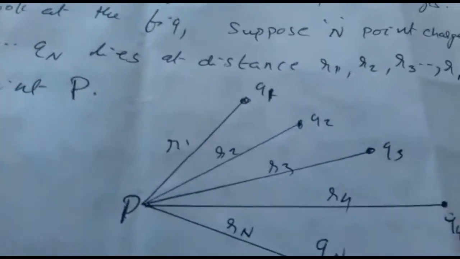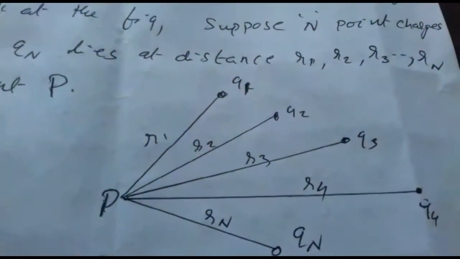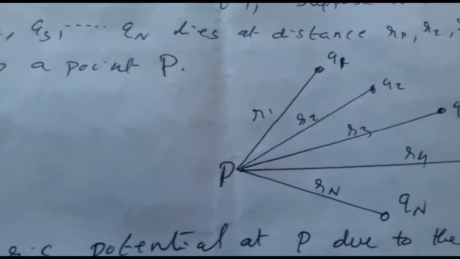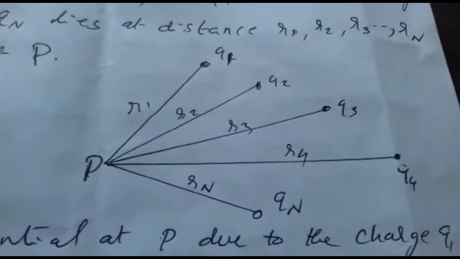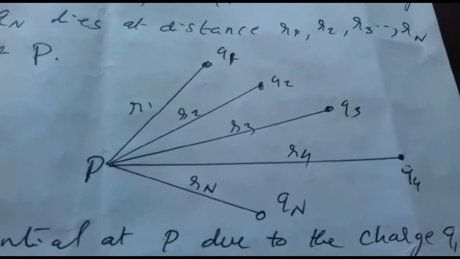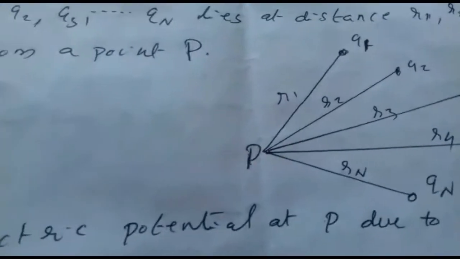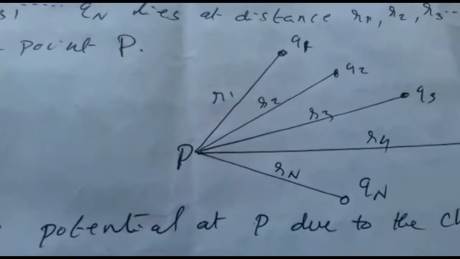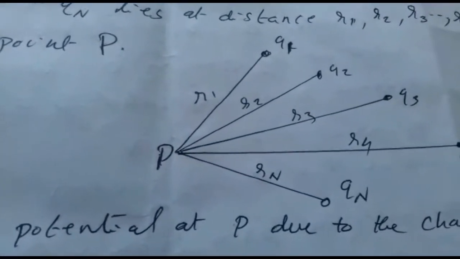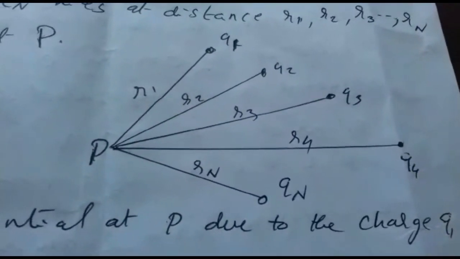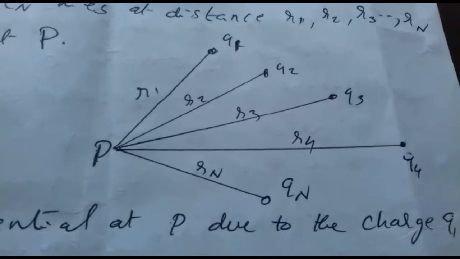Look at the figure. Suppose n point charges q1, q2, q3, etc. up to qn lie at distances r1, r2, r3, etc. up to rn from a point P. We wish to determine the total potential at P due to all these charges.